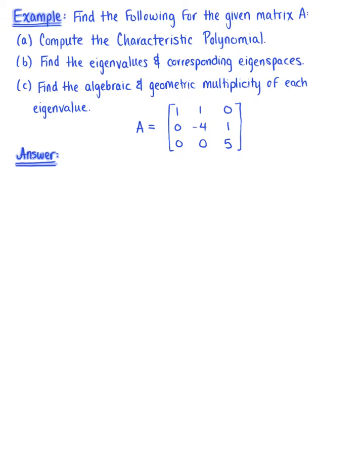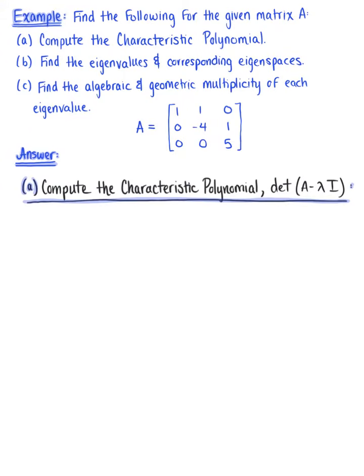Find the following for the given matrix A. Compute the characteristic polynomial, find the eigenvalues and corresponding eigenspaces, and then find the algebraic and geometric multiplicity for each eigenvalue. So part A is asking us to compute the characteristic polynomial.